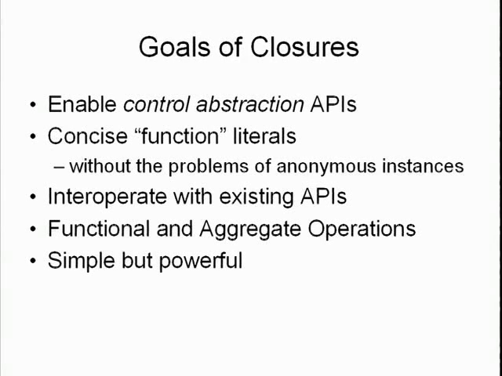In addition, you want to be able to do the sorts of things that you can do with anonymous inner classes, but you want to do it much, much more easily than what you have to go through right now. So I'll call this concise function literals. You want them to work smoothly with existing APIs. There are a bunch of APIs right now where you generally use anonymous inner classes with them. You'd like to be able to use closures with them and make those APIs easier to use. And I'll show you how that works.